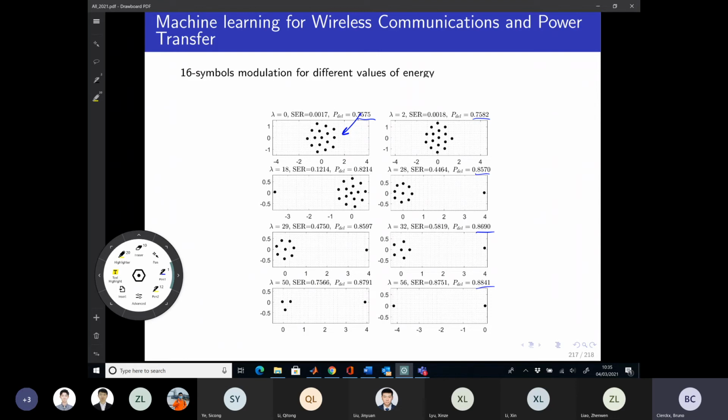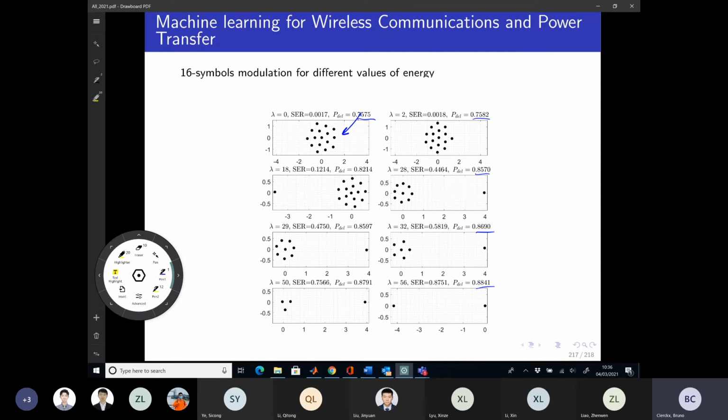And so that means that if you want to do communication or if you want to do energy transfer, the modulation should be different. So this is very important. That leads you to a very fundamental question: is modulation good or bad for communication and power transfer? And so there is a trade-off even in the design of the modulation.